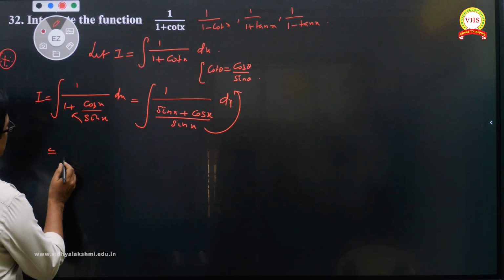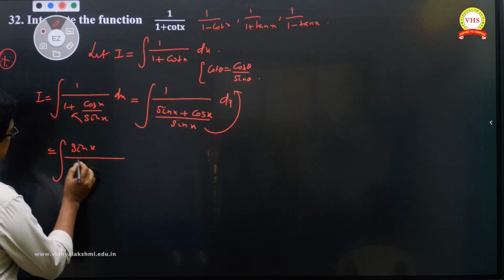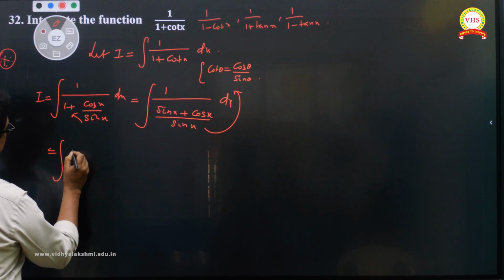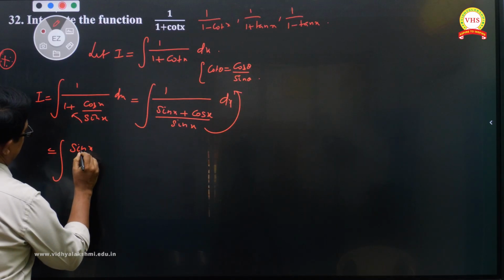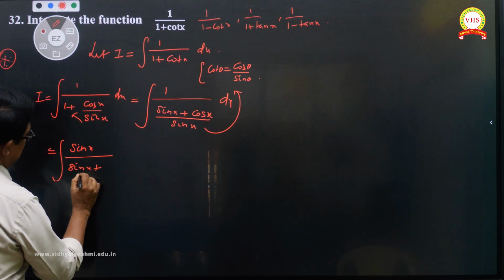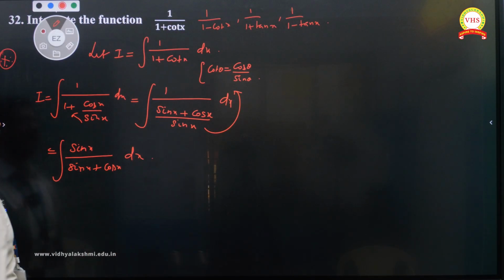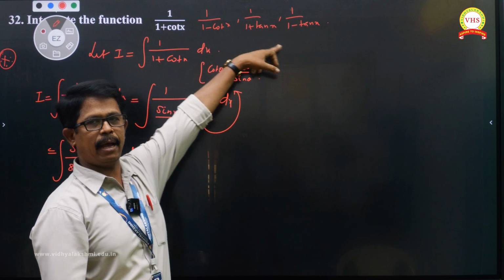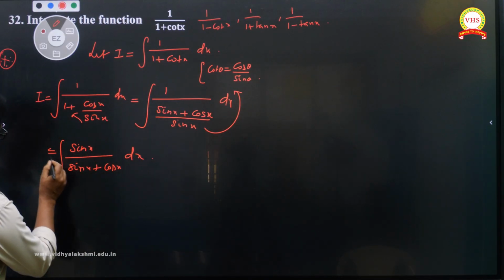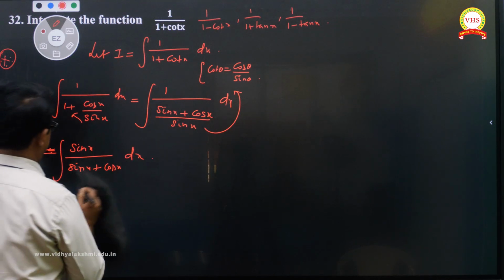Now it becomes the numerator because the denominator is a rational function. That is equal to the integral of sin x divided by sin x plus cos x. Yes, students, the same kind of process you are going to apply in the upcoming three sums. Now this integration, we multiply and divide by 2.